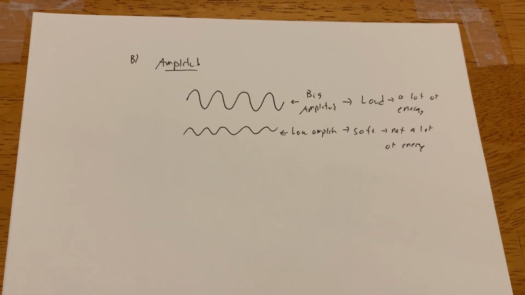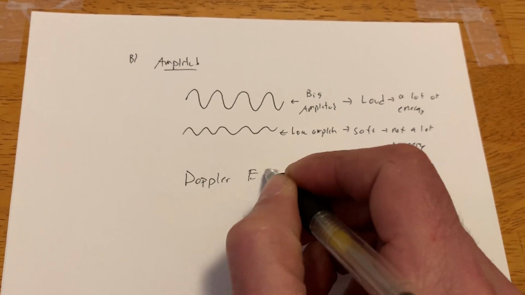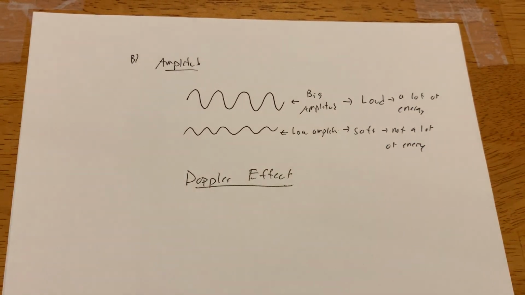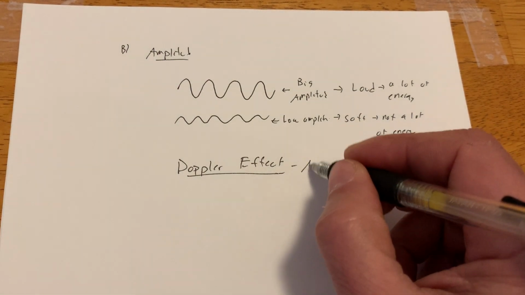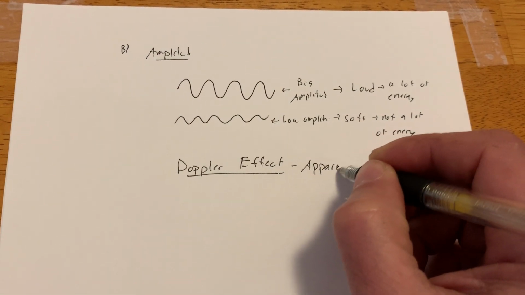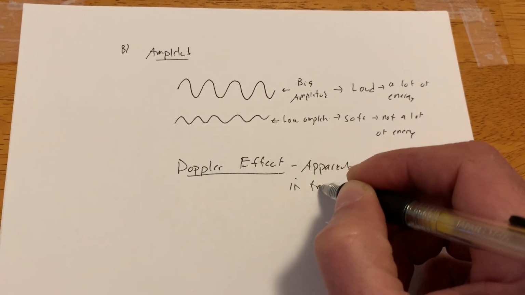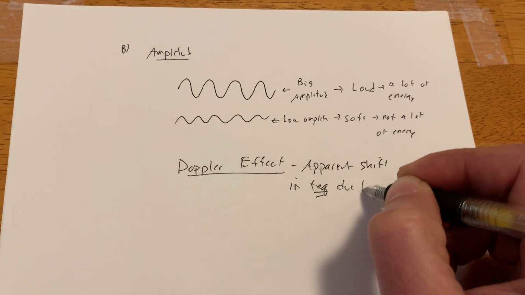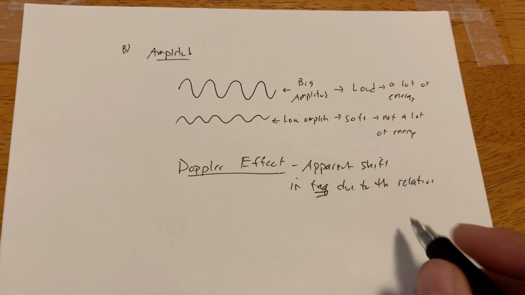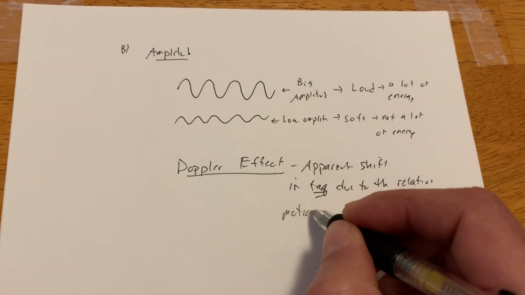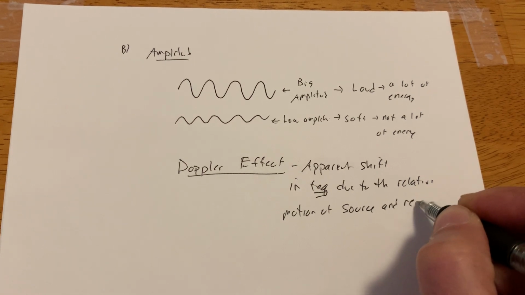All right, so now we're back. And I want to take a look at the Doppler effect. Now, you saw a little video on the Doppler effect. Well, what is the Doppler effect? Well, it is the apparent shift in frequency due to the relative motion of source and receiver.